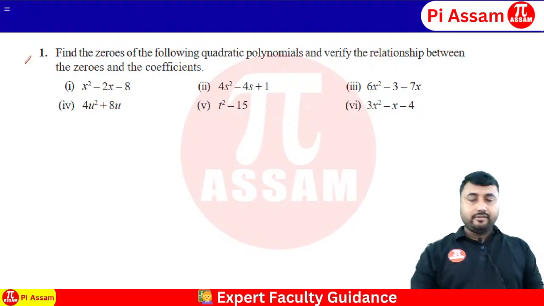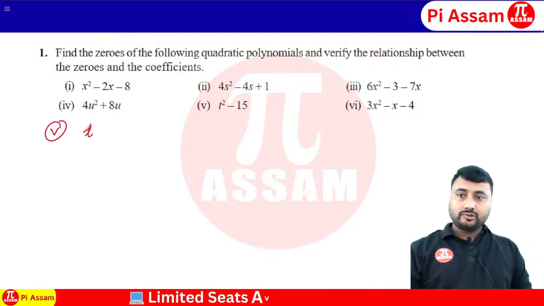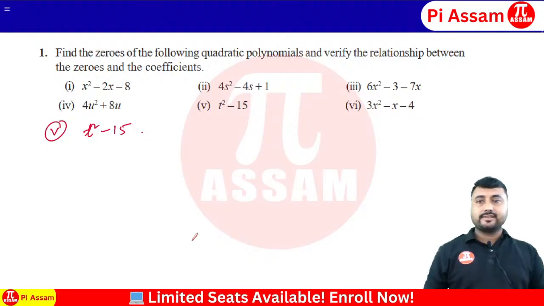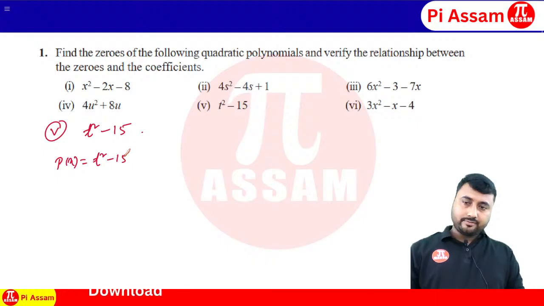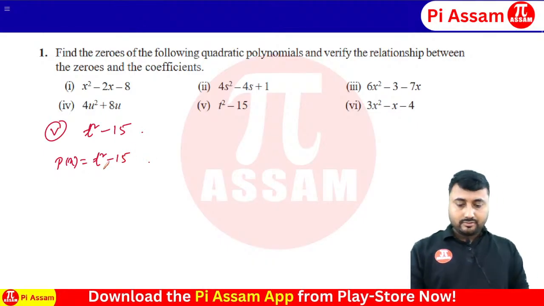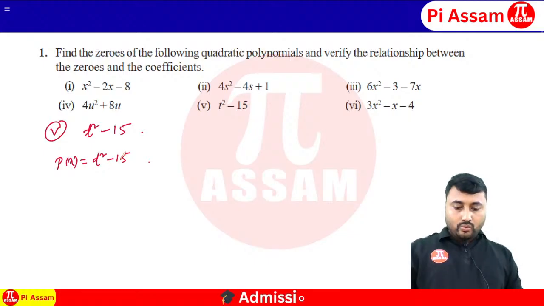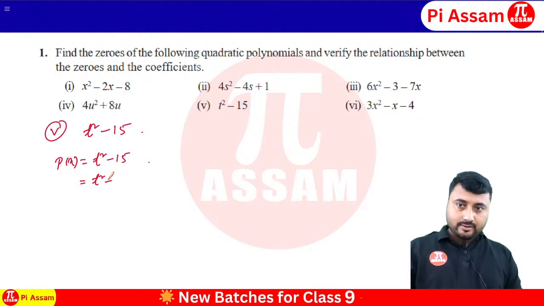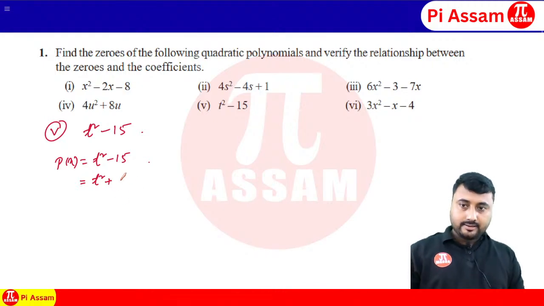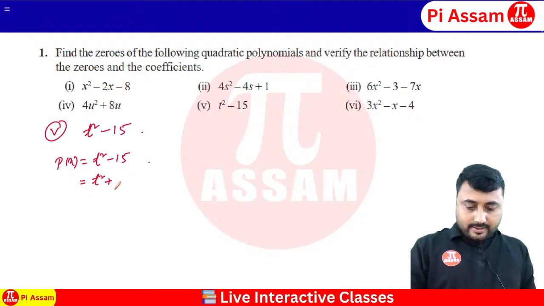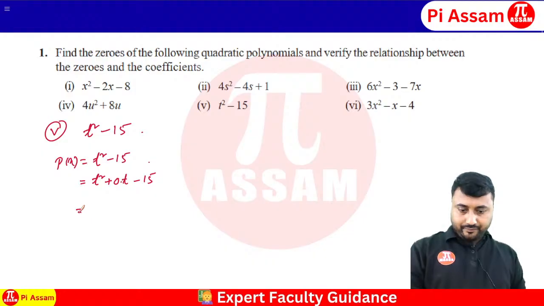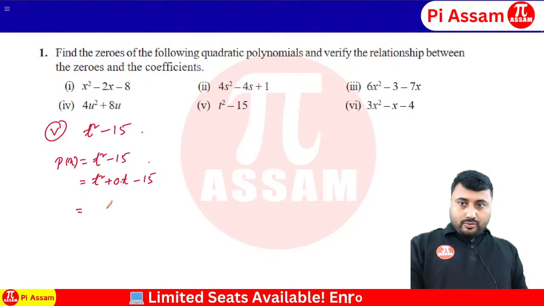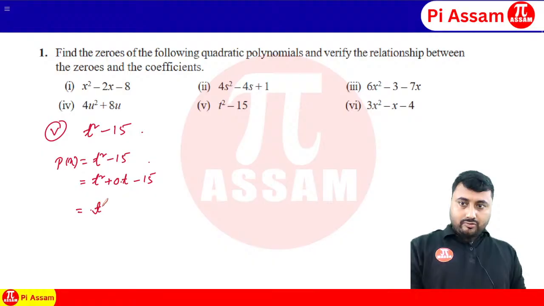So next, question number 5. T square minus 15. Very easy. This one also very easy. P of t is equal to t square minus 15, right? So we can write t square minus or plus anything else. You can write t square plus 0 into t minus 15.